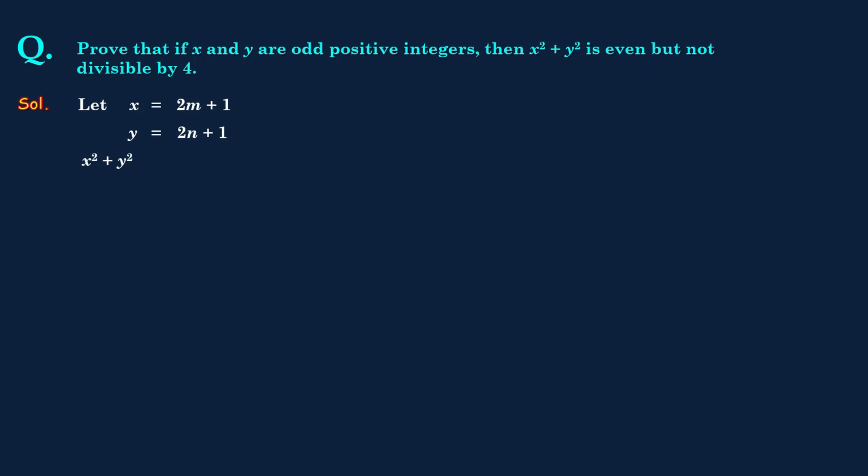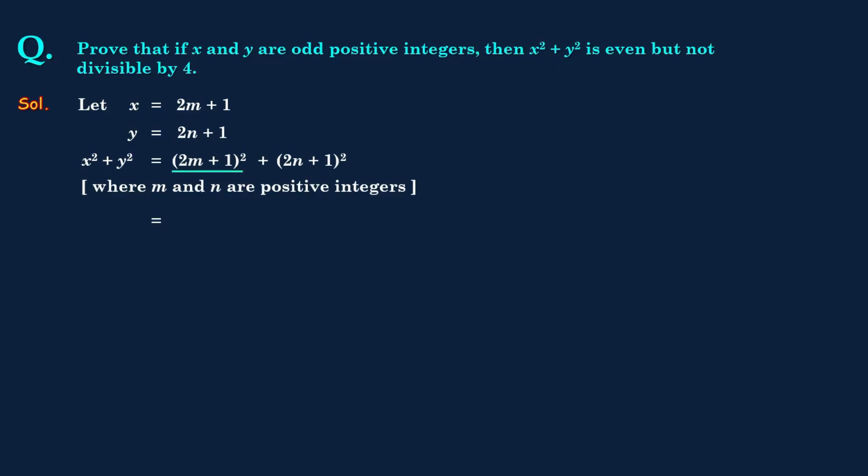So we know that if we multiply any number with 2, that number is going to be an even number, and if we add 1 to it, then it will always be odd. So whatever be the values of m and n, if m and n are positive integers, then always x and y will be odd positive integers. So now x square plus y square will be equal to (2m plus 1) whole square plus (2n plus 1) whole square. Okay, where we have considered m and n are positive integers.